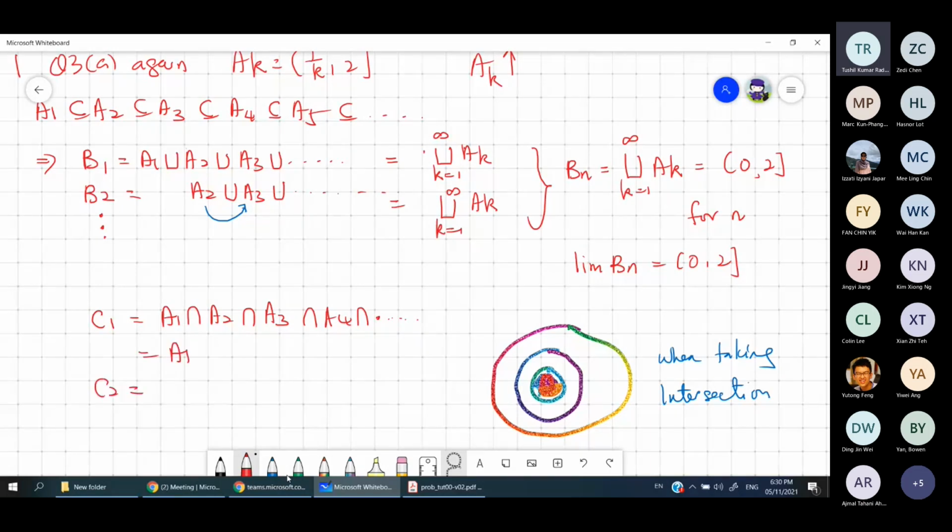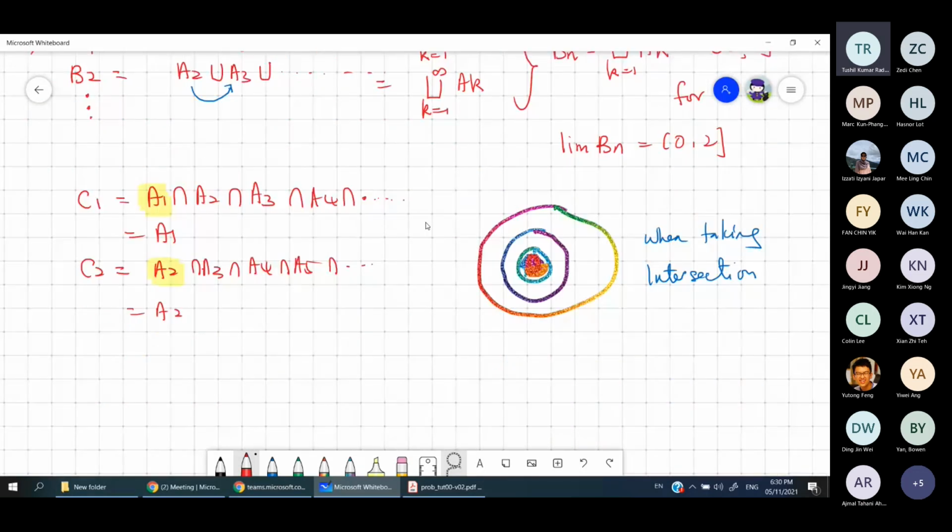So C2 is A2 and A3 and A4 and A5 and so on. So again, when you take the intersections, you just need to look at the smallest one. So this is A2. If you carry on this process, then you can see it. Actually what you need to do is draw the line and draw the diagram. So you can see in general, An must be equal to Cn. So from here you can see that the limit of Cn will be actually the same as the union of Cn, which must be equal to the union of An or Ak. Now we can actually use the same symbol, so that's how we also get the same result here.